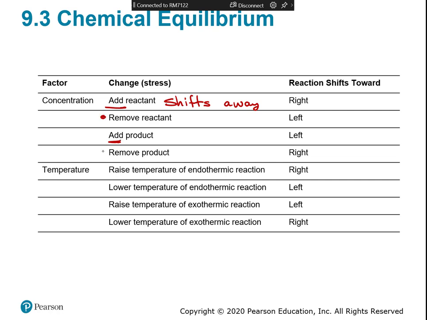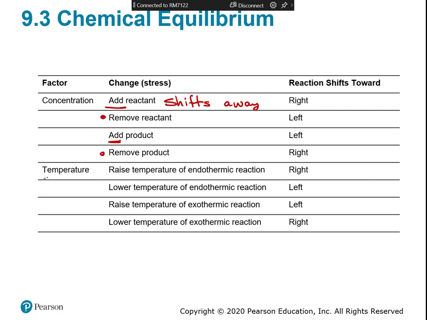If I remove reactant or if I remove product, the reaction always shifts towards whatever I removed. So reaction's on the left. If I remove reactant, then the reaction shifts towards the reactant side. If I remove product, which is on the right side, then that causes the reaction to shift to the right. So this is sort of the same that he found.